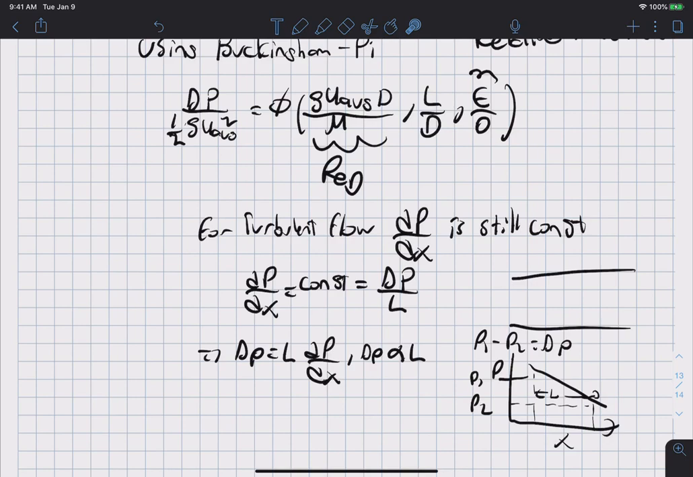So what we can then conclude is that the Buckingham Pi Theorem says that the pressure drop scaled by the dynamic pressure is equal to some function of the Reynolds number, the length over diameter of the pipe, and the relative roughness. Now, what this result is saying, because we know empirically that dP/dx is constant, that means that delta P is proportional to L. And so that implies that this function is actually proportional to L over D.